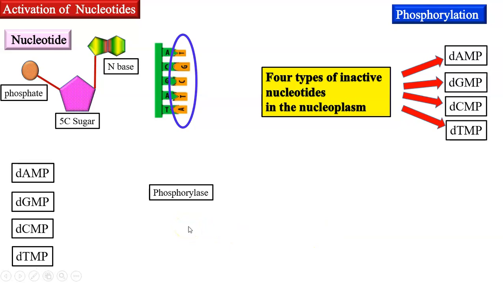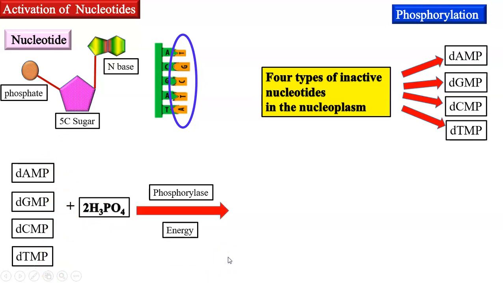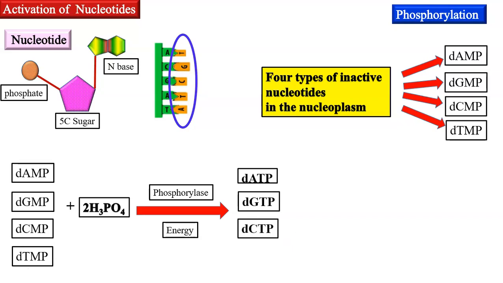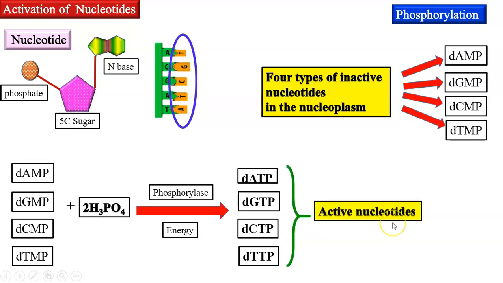During phosphorylation, two phosphates are transferred from phosphoric group to the mononucleotides along with energy, and as a result, deoxynucleotide triphosphates are produced. Thus, we get active forms of nucleotides which are deoxyadenosine triphosphate, deoxyguanosine triphosphate, deoxycytosine triphosphate, and deoxythymine triphosphate. So these are active nucleotides. Thus, activation of nucleotides takes place in the beginning of the process.